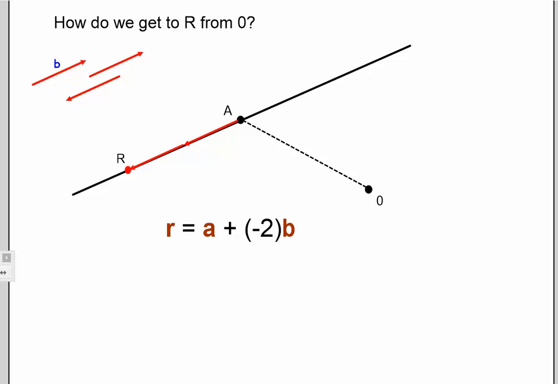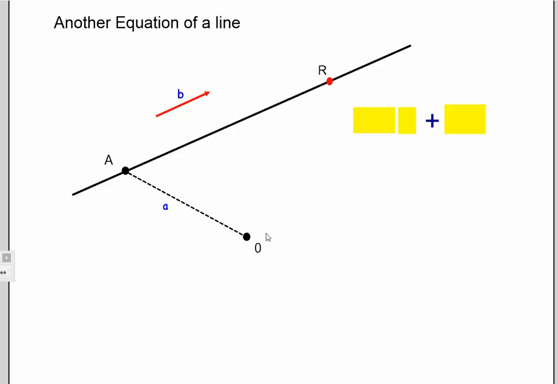So let's have a look at a general case here. We've got an origin here. We know a fixed point on the line, and I could call that from O to A as little a. And then we know the direction of the line, and we want to get to a variable point R along that line. So we've got R equals fixed vector A plus, well, it's a variable number of vector B's, so let's call it lambda B, where lambda is a variable constant.